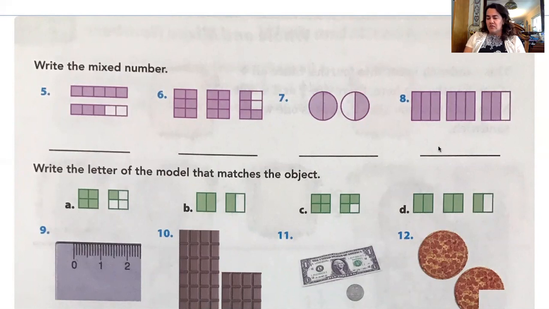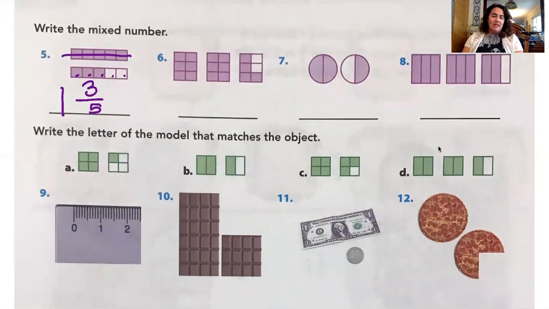How many wholes do I have for number 5? Mila? 1, right? This whole thing is colored in, so that's 1. And then what's my denominator? It's 5. Very good. Look, 1, 2, 3, 4, 5. And how many of those 5 are shaded? 1 and 3/5. Good job, second graders.